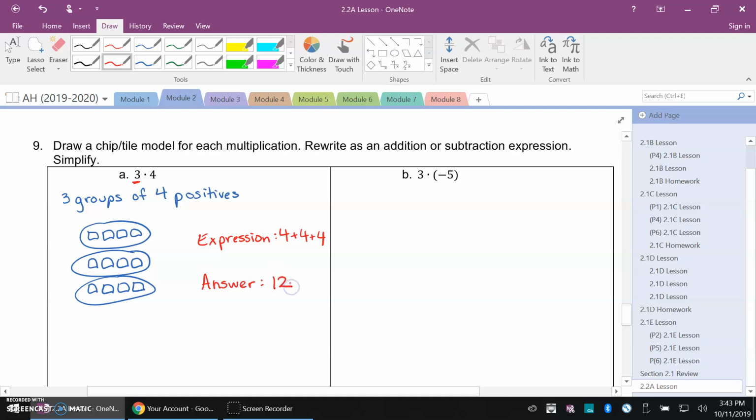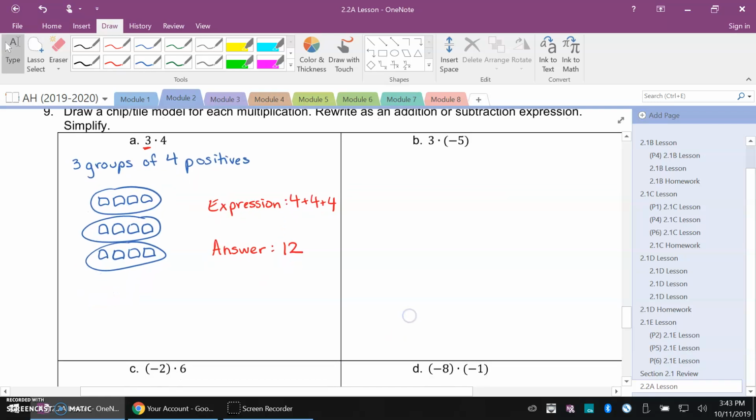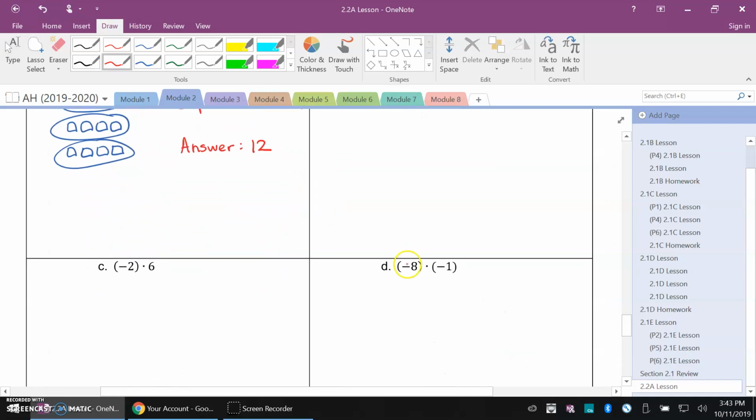So go ahead and try B, C, D we're going to change to negative 4 times negative 1, E and F, and then check your answers against the key online. That's it.